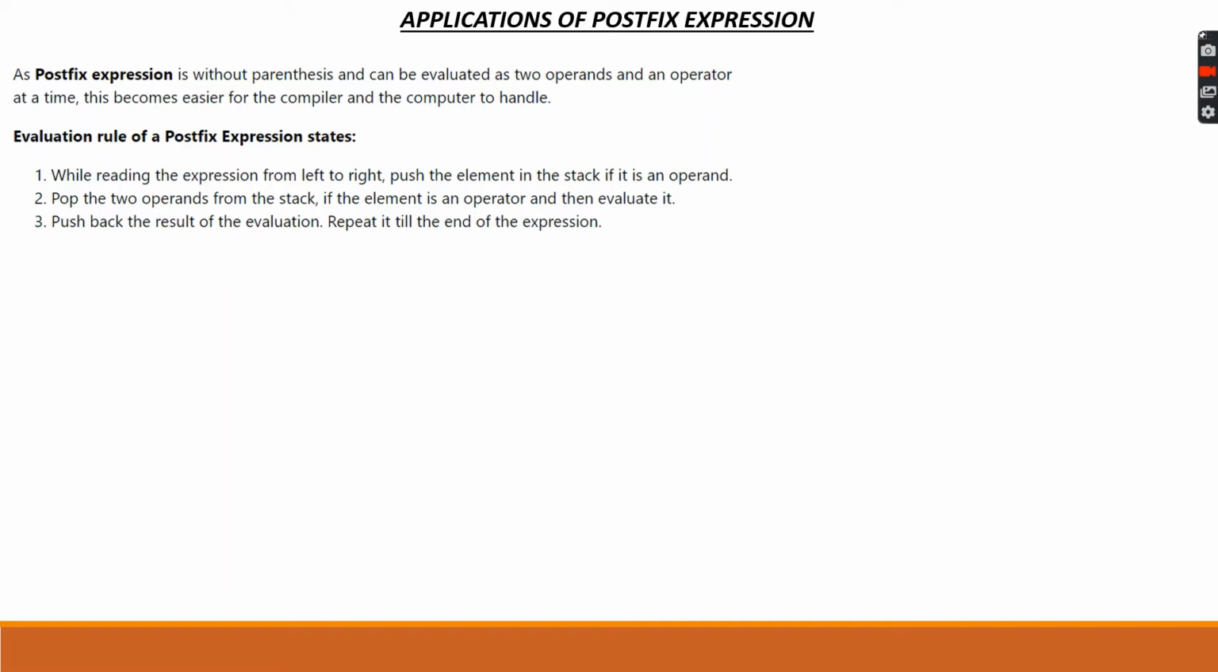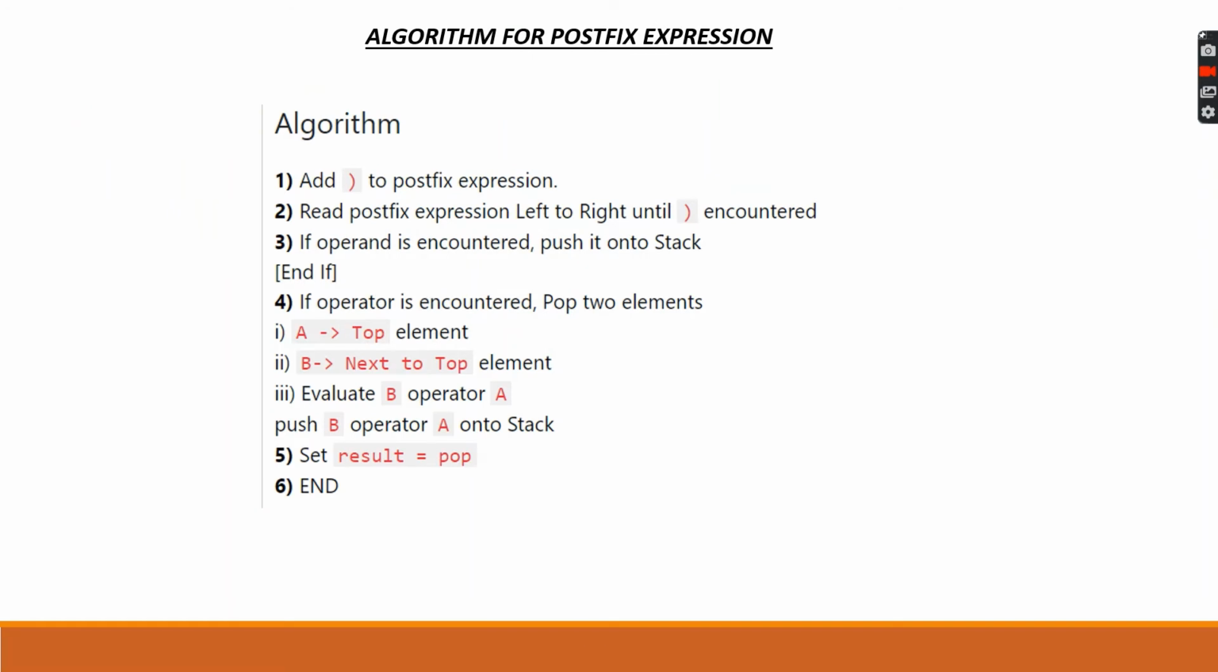When we read from left to right, we should push the element onto the stack only if it is an operand. If we come across an operator, then we pop out the top two operands from the stack, perform the operation on those operands, and then push the final answer back onto the stack after evaluation. The third step is pushing back the result of the evaluation and repeating until the end of the expression is reached. Now we'll see an algorithm for the postfix expression.